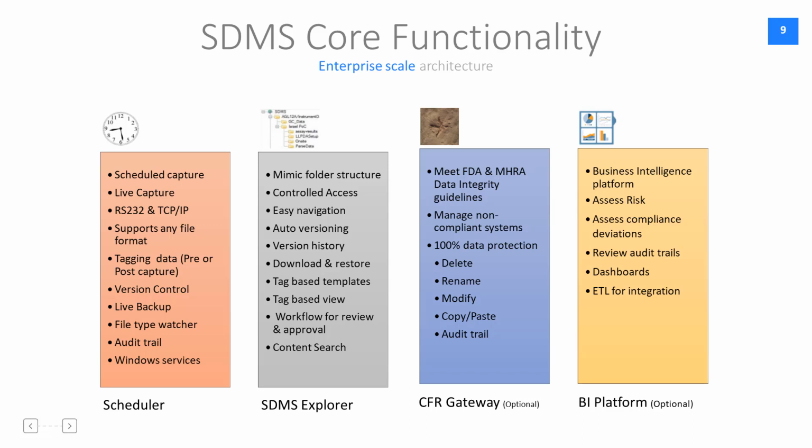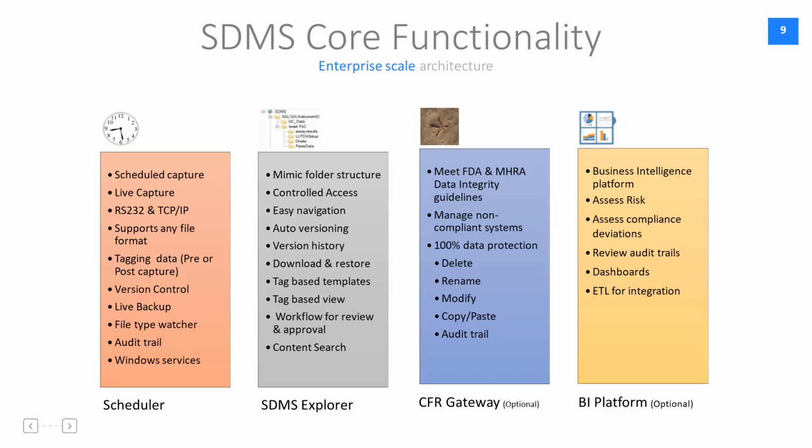And also there are special Windows functionalities like copy paste. Typical Windows functionalities like copy paste are controlled by the CFR Gateway so that you don't have the authority to. CFR Gateway gives 100% protection to your data. This means users will not be able to delete data, rename data, or modify data without the knowledge of CFR Gateway.